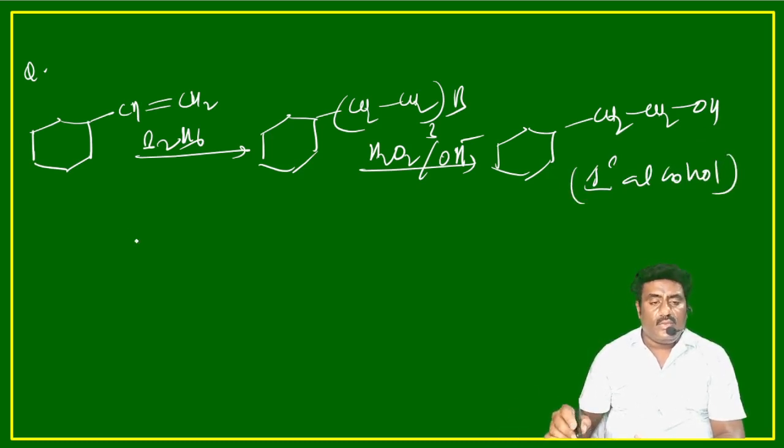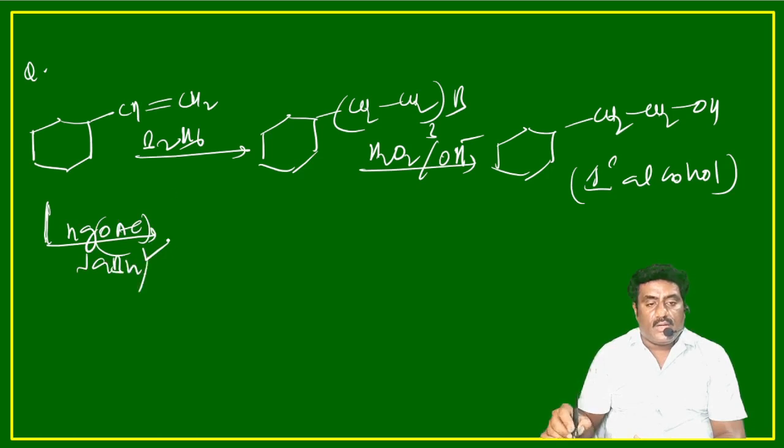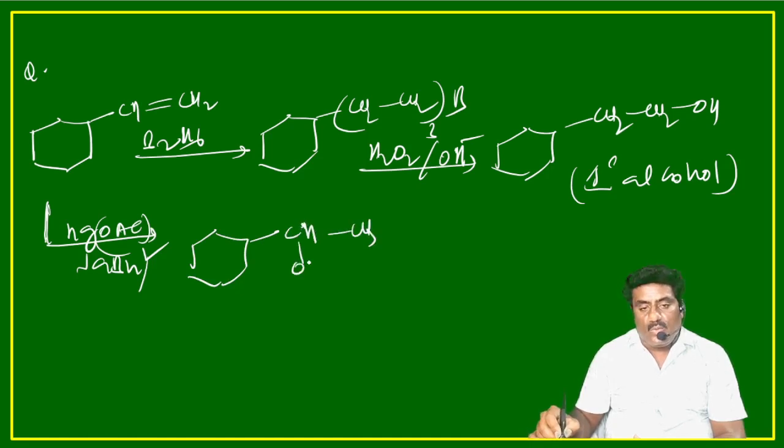If I take the same example for oxymercuration and demercuration, what is the product? Hg(OAc)2 in presence of sodium borohydride. Very simple, it gives CH3OH, a secondary alcohol.